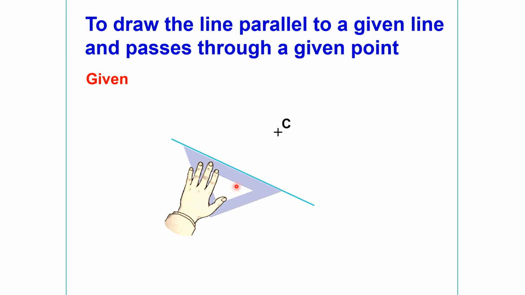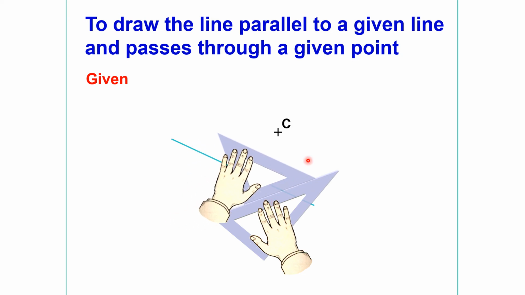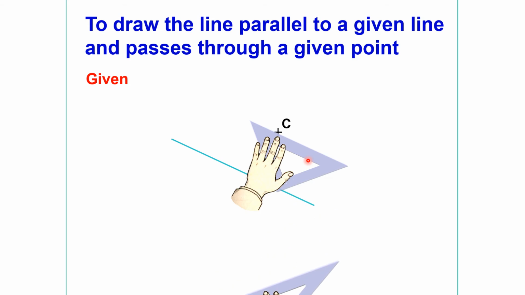Place a 45 degree triangle. Okay. Now you have spotted with the 30-60 triangle. Then just slide towards the right. Here, draw the line. Now that is a parallel line to this line passing through this point.